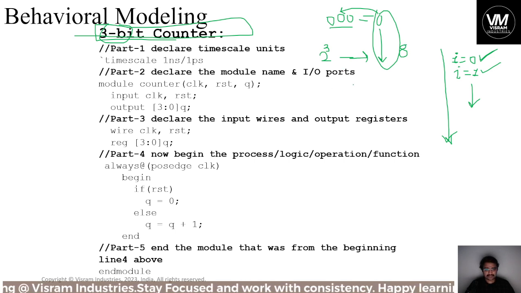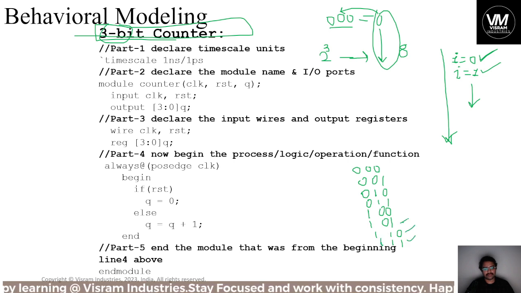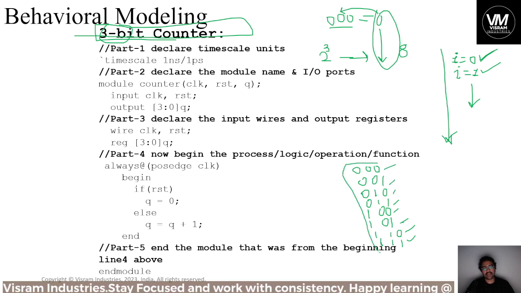So, for this reason, we can say 0 0 0, 0 0 1, 0 1 0, 0 1 1, 1 0 0, 1 0 1, 1 1 0 and 1 1 1. How many values do we get? 1, 2, 3, 4, 5, 6, 7, 8. So these are the 8 values or 8 counting numbers that the counter can count with 3 bits.